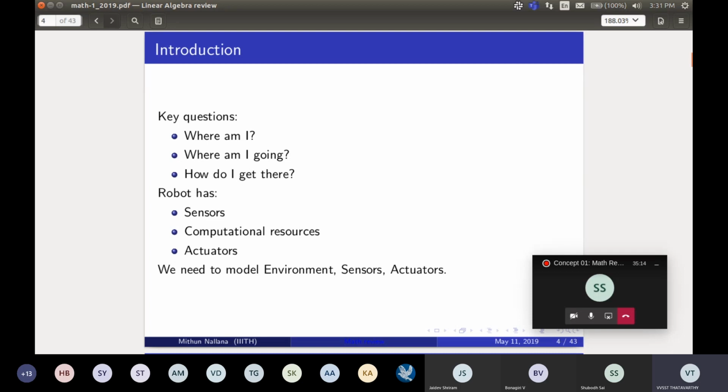Usually these are the problems that you will be dealing with when you are working with robots. The robot needs to know where it is, where it wants to go, and how it gets there, like if it wants to go along a particular path. And how do you get the data? You get the data from sensors, and then you want to process it using the computational resources that are on board.